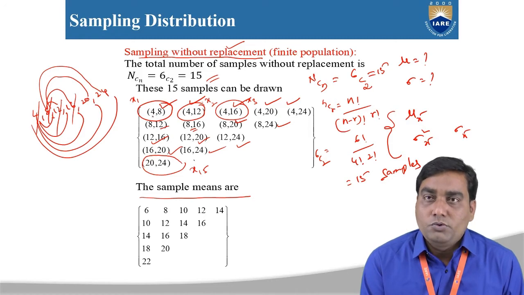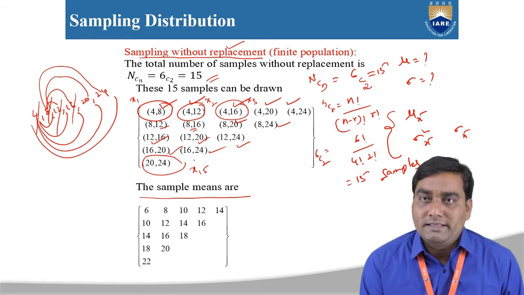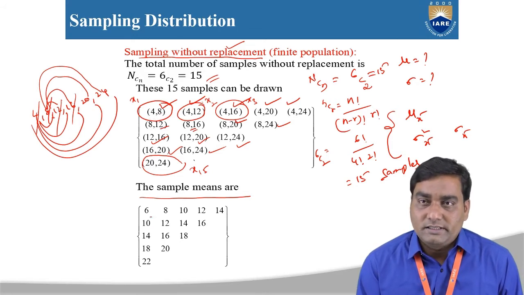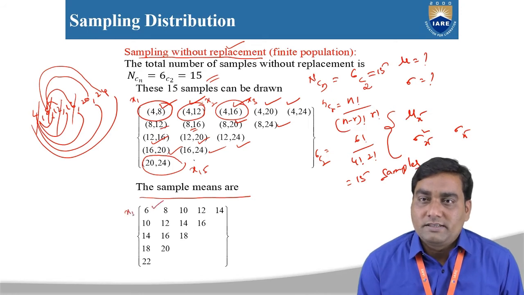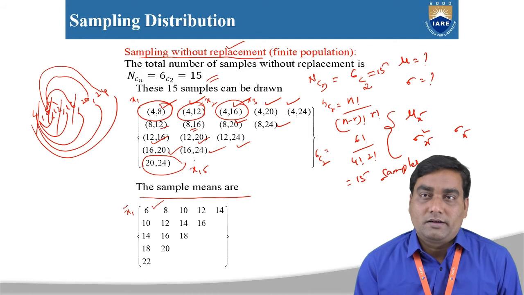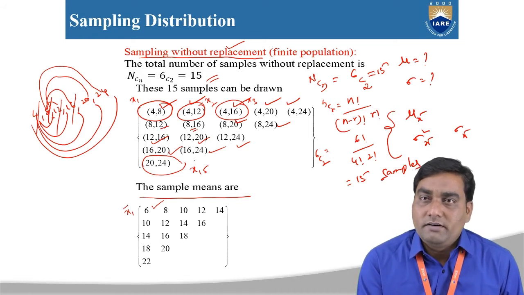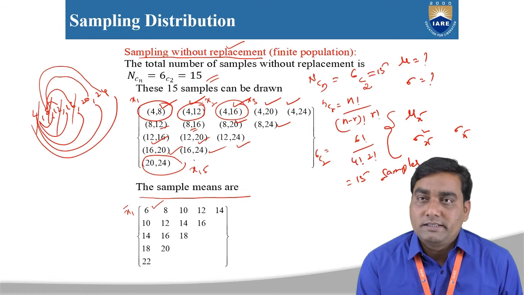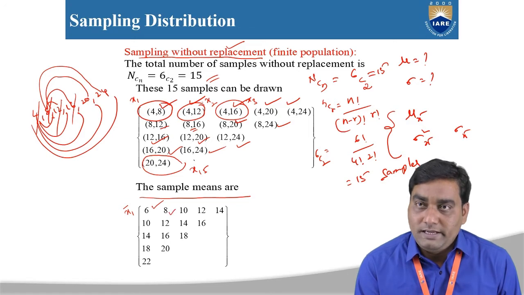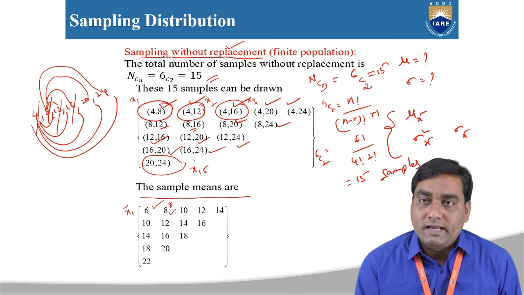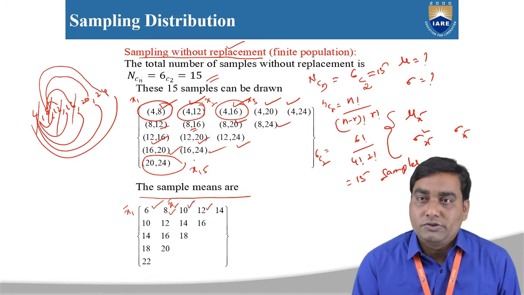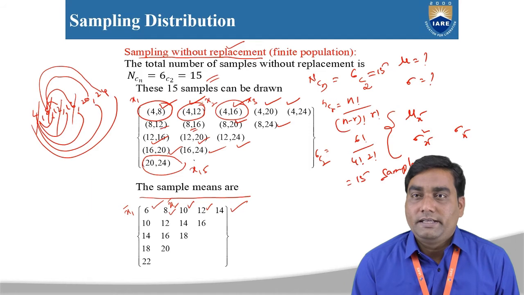Suppose we go to the first sample 4, 8. Its mean is 4 plus 8 by 2, average 6. So this is the first sample mean, x1 bar. Coming to the second one, 4, 12, x2. Its mean is 8 because 4 plus 12 is 16, by 2. This is x2 bar. 4, 16, mean 10 because 20 by 2. 4, 20, 24 by 2, 12. 4, 24, 28 by 2, 14.